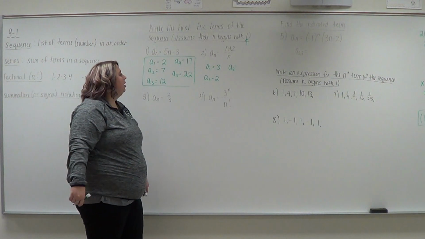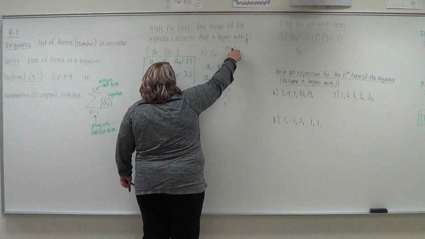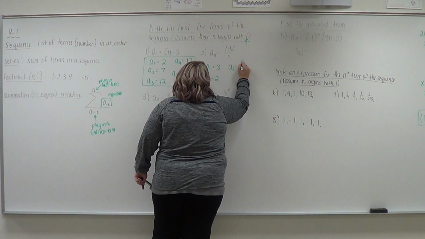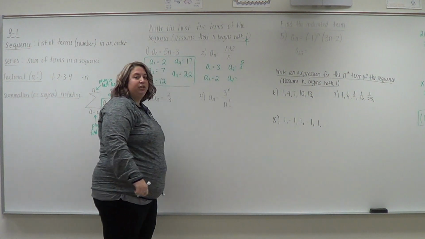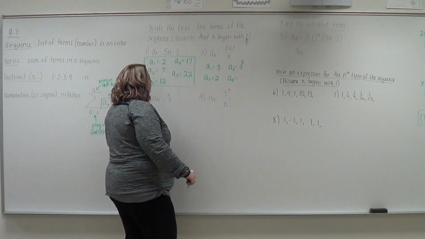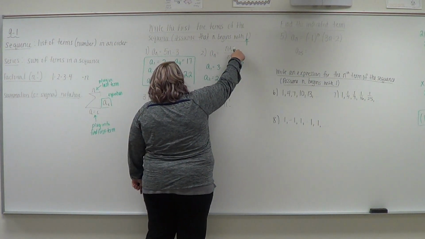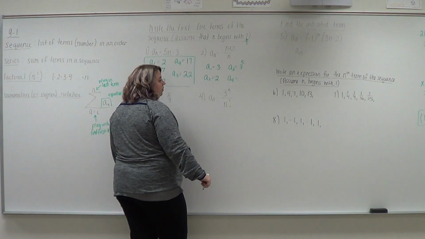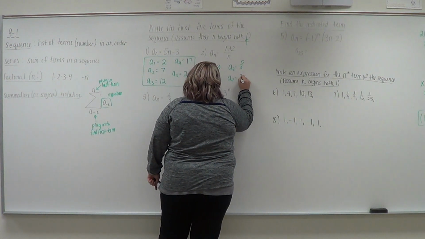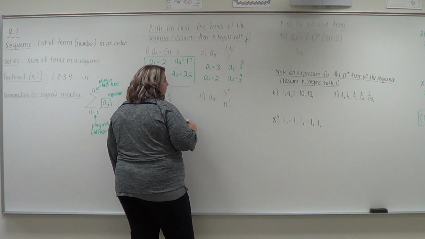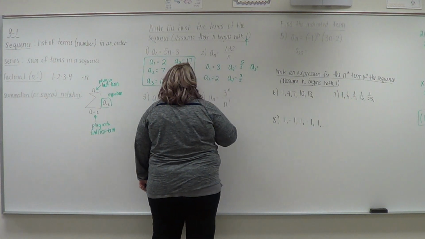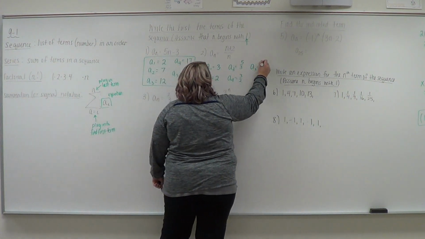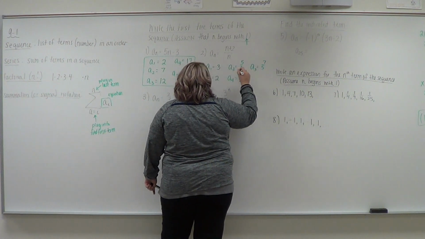Find A3. 3 plus 2 is 5, divided by 3, 5/3. Or if you want to put it as a mixed number, 1 and 2/3, that's fine. Find A4. 4 plus 2 is 6, 6 divided by 4. I want you to reduce that either to 3/2 or 1.5. And then A5. 5 plus 2 is 7, divided by 5, 7/5.